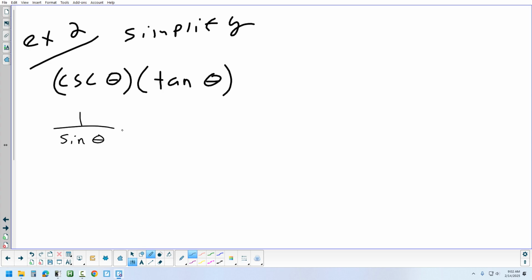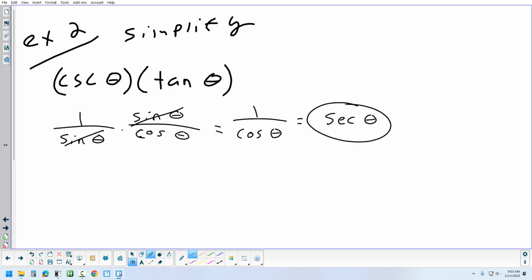Yep. Sine over cosine. And now we're multiplying straight across. What happens when we multiply? Yeah? Sines cancel out. We're left with 1 over cosine. And now it's a question of how do you know if you should stop there or not? Well, I would say if you can write something not as a fraction, that's simpler than having a fraction. So what is 1 over cosine not as a fraction? Yep, secant.